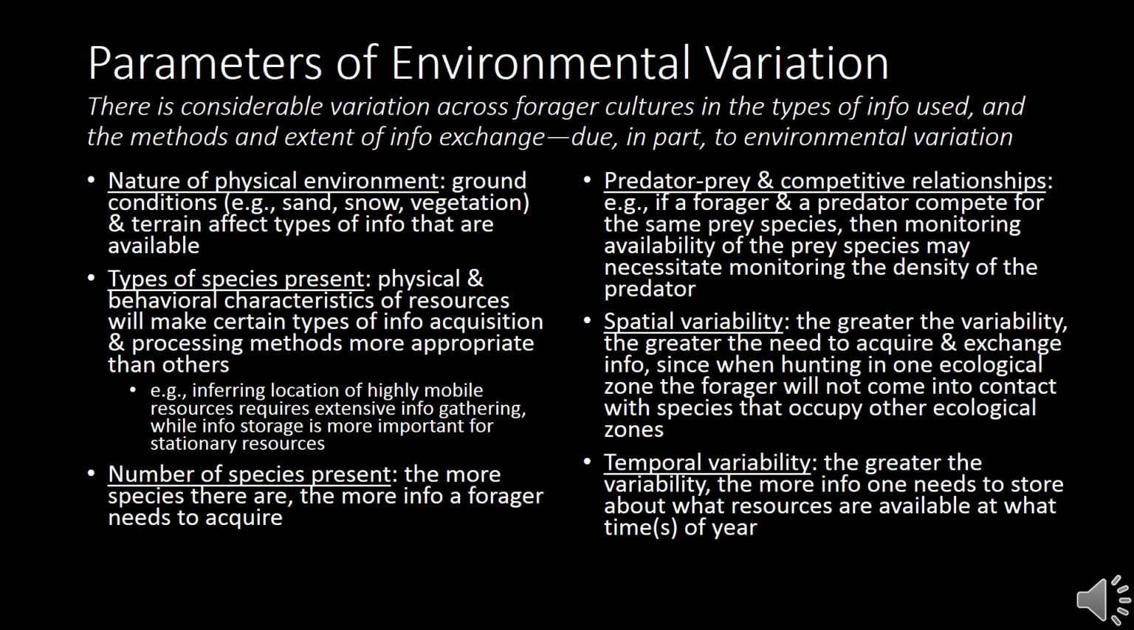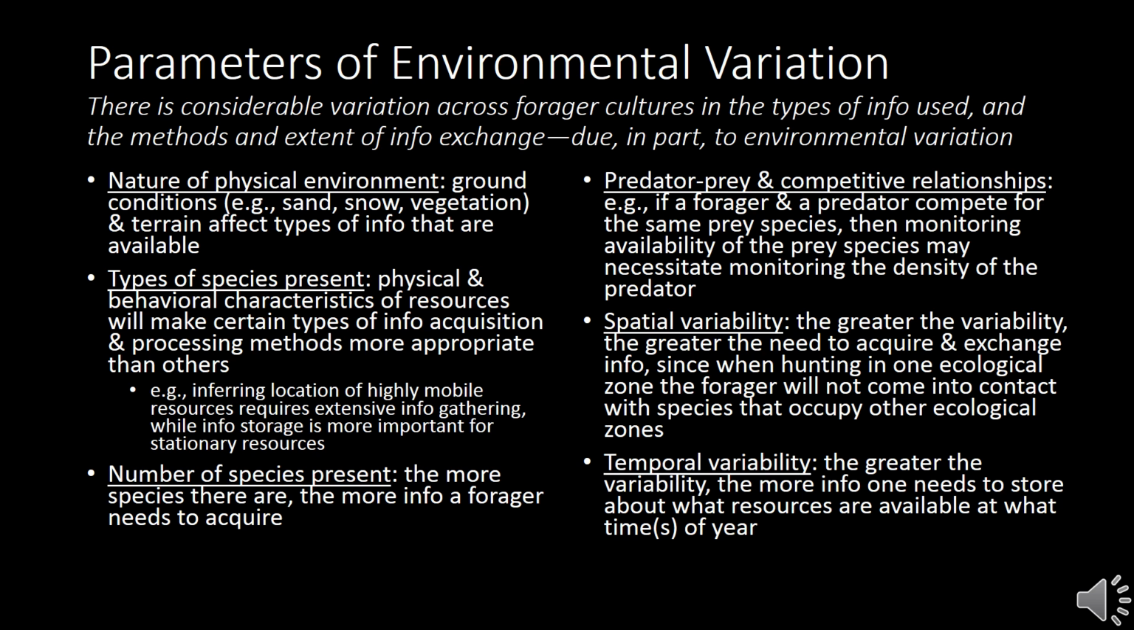The particular physical and behavioral characteristics of potential resources will make certain types of information acquisition and processing methods more appropriate than others. For example, finding highly mobile resources requires extensive information gathering, while information storage is more important for stationary resources. The third parameter is the number of species present. As a general rule, the more species there are in a territory, the more information a forager needs to acquire.